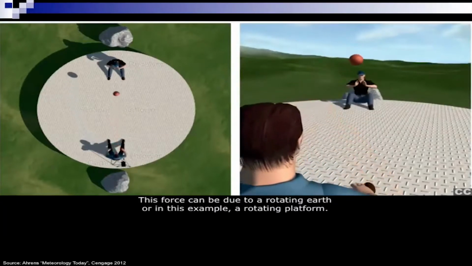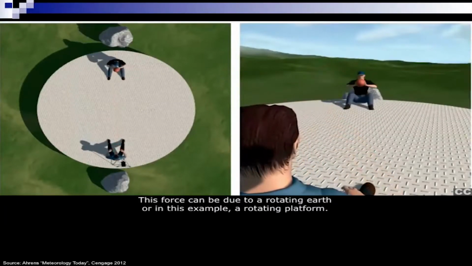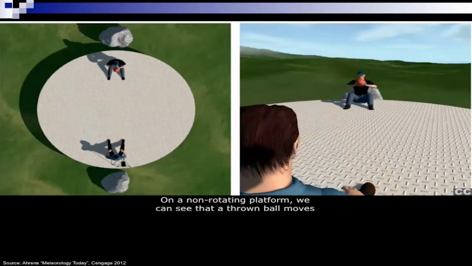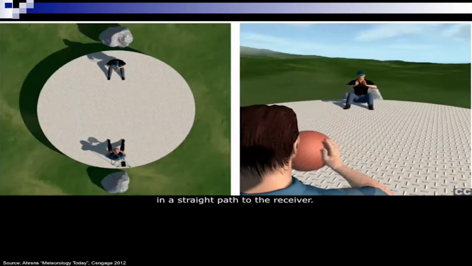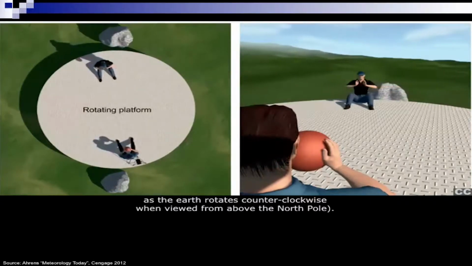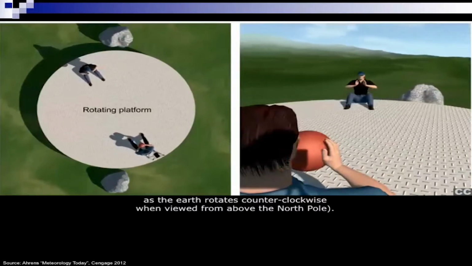intended paths. This force can be due to a rotating Earth, or in this example, a rotating platform. On a non-rotating platform, we can see that a thrown ball moves in a straight path to the receiver. Suppose the platform begins to rotate counterclockwise, just as the Earth rotates counterclockwise when viewed from above the North Pole.